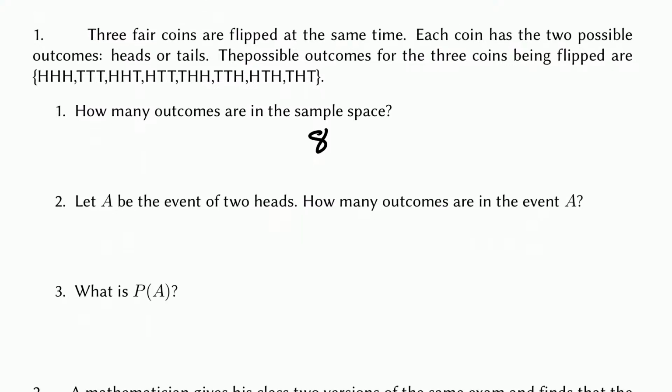Next one, the event of two heads. How many ways can you have exactly two heads? Well, I can highlight them up here. There's 1, 2, and 3. So you can actually count them: there are 3 ways. And so the probability of having exactly two heads is 3/8. If you flip a coin 3 times, there's a 3/8 chance of getting two heads, interestingly. Okay, so there's that one.